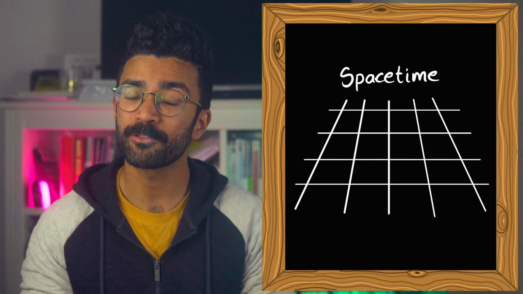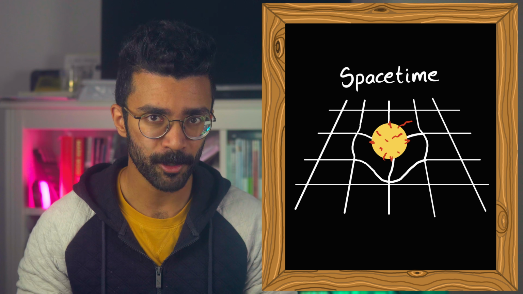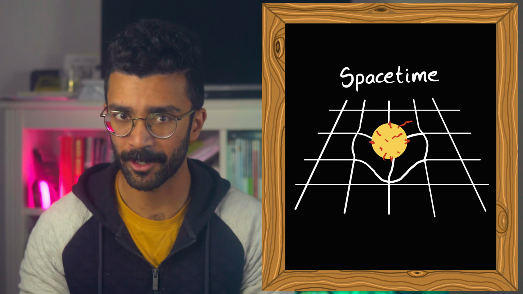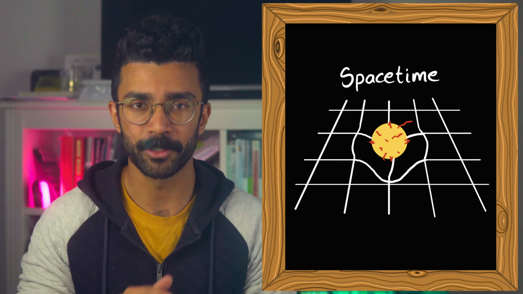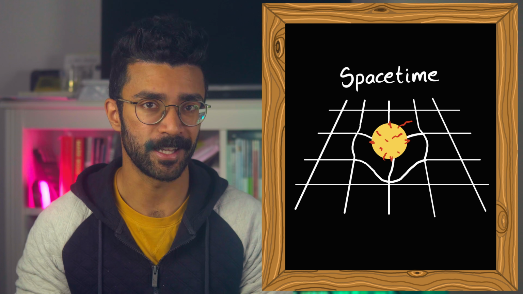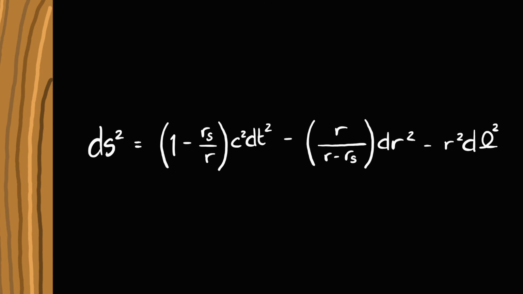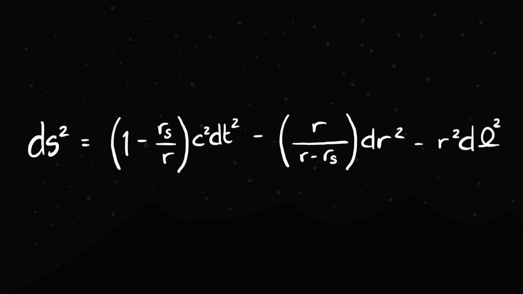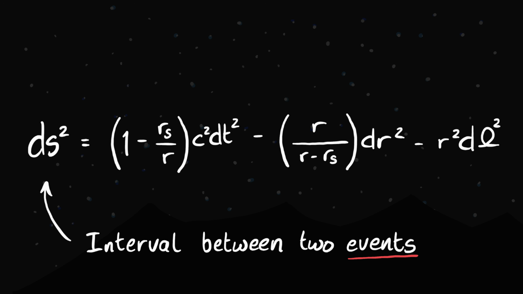It shows the geometry of space-time around a spherical body, such as a planet, star, or black hole. Importantly, the mass has to have an overall neutral charge and not be spinning though. The actual solution itself looks like this. Now, this equation looks really complicated, but it basically describes what is known as the interval between two events in the space-time that we're studying.